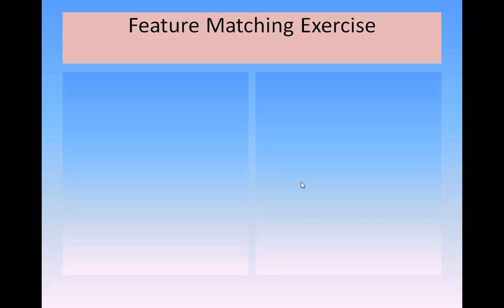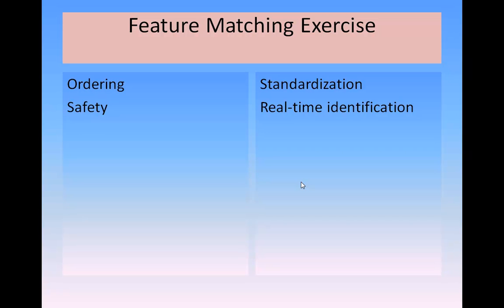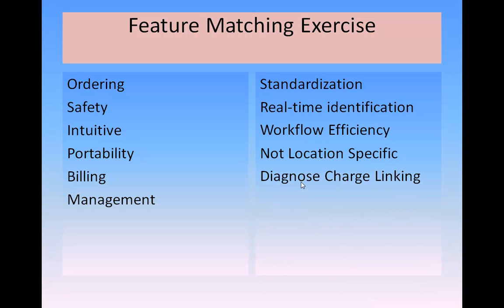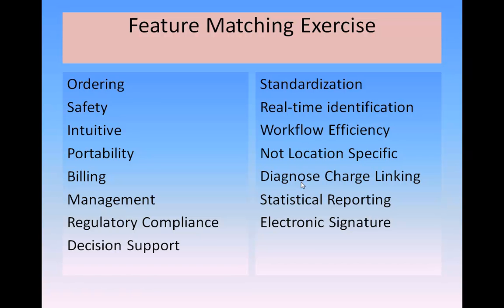Let's look at this matching exercise. When we talk about ordering, we talked about standardization. Safety, we talk about real-time identification. It's intuitive, meaning it's workflow efficiency. Portability, you have your not location specific. You can be anywhere. Billing, you have your diagnostic charge linking. Management, you have statistical reporting. Regulatory compliance, you have electronic signature. Decision support, patient-centered.